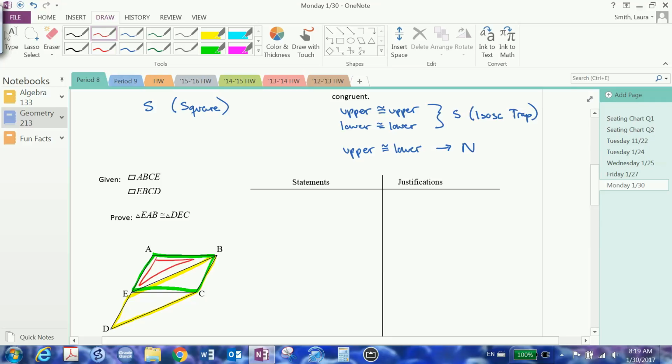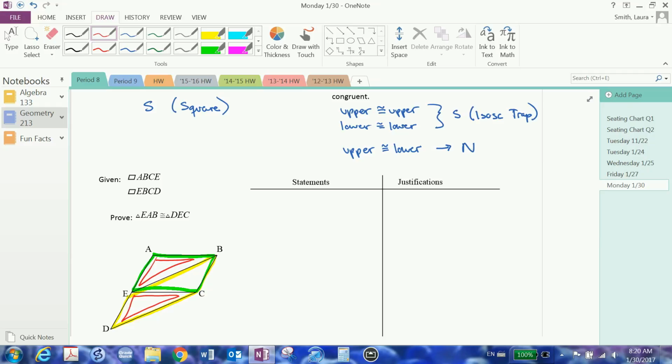So our goal, our target, is to prove that triangle EAB is congruent to triangle DEC. Yep, those are our targets. So I'd like for you to pause the video and think about this a little bit in terms of a plan. Think about how you would approach this proof, and then even try the proof. And when you are ready, you can come back to the video.